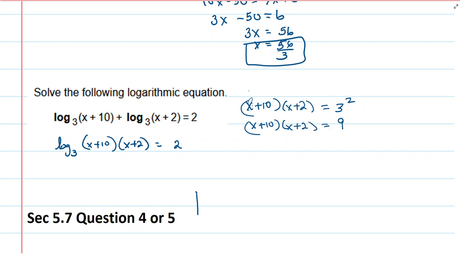Okay, now I have to do FOIL because I'm going to have a quadratic. Sorry about that, guys. So it's going to be x squared plus 12x plus 20 equals 9. Does everybody agree? All right. I'm going to subtract 9. That makes it 11. I'm sorry, can't do math. I apologize. Hold on. It's been a day. It's 11 and 1.